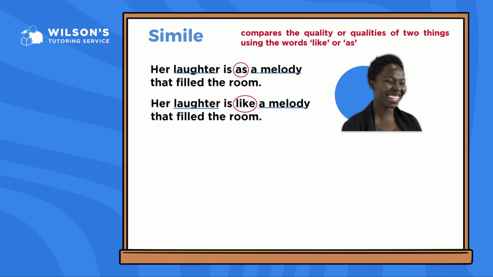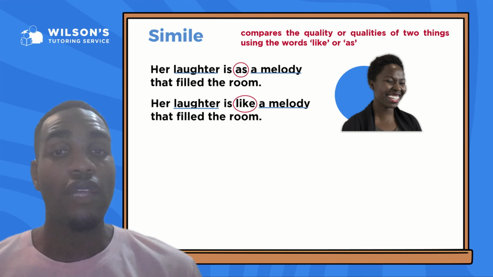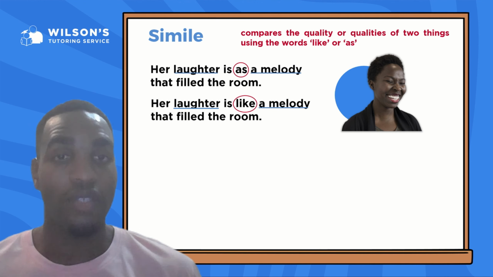If we look at both sentences, laughter and melody are being compared here. In the first sentence, the word as was used, and in the second sentence, the word like was used. Amidst the change of words, the meaning of the sentence did not change. This was done so that a simile could be demonstrated.